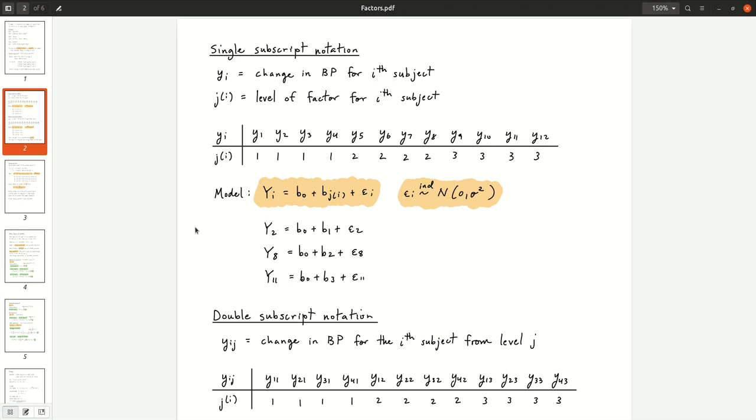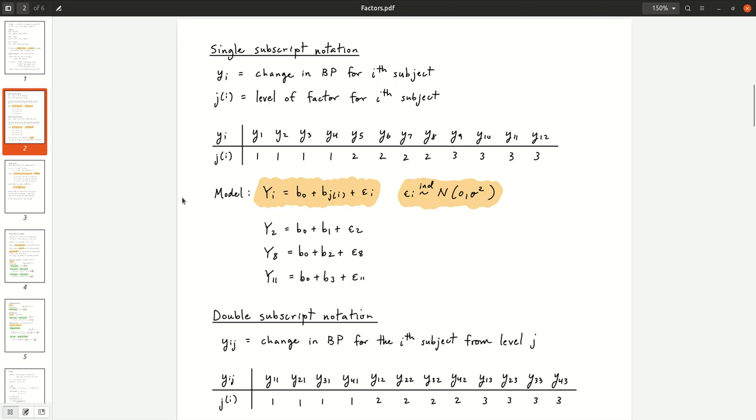So this is actually a really simple model. There's three different levels of the factor. Each level gets its own expected value, B0 plus B1, or B0 plus B2, or B0 plus B3, depending on the level of the factor. And then there's an independent normal error at the end. Okay, so that's single subscript notation.